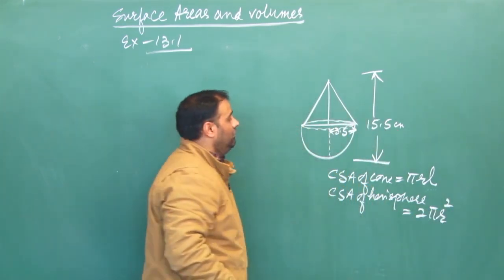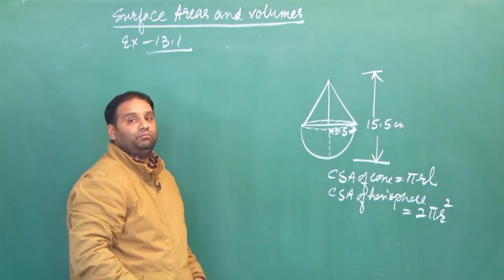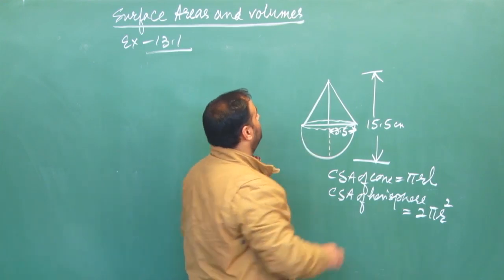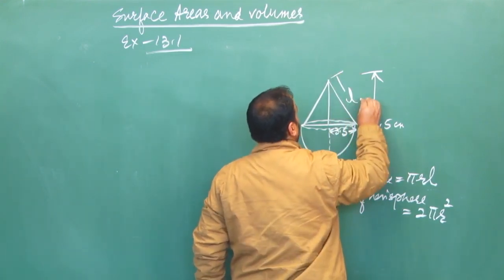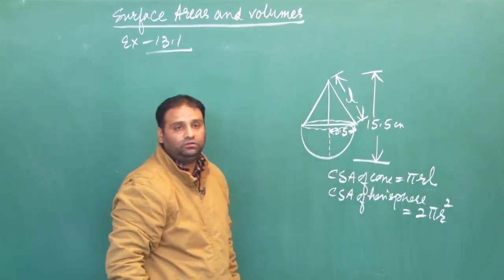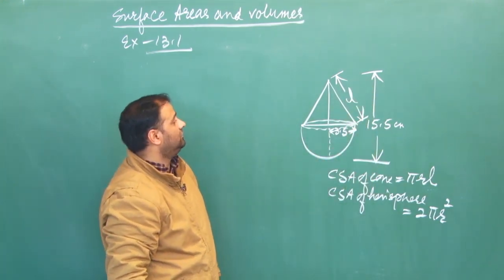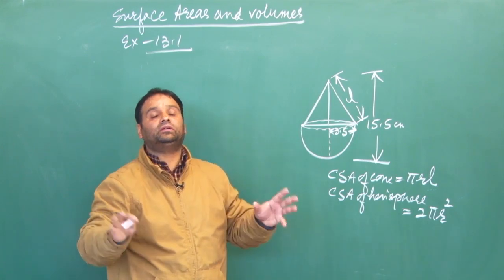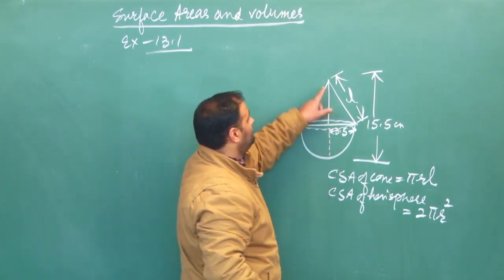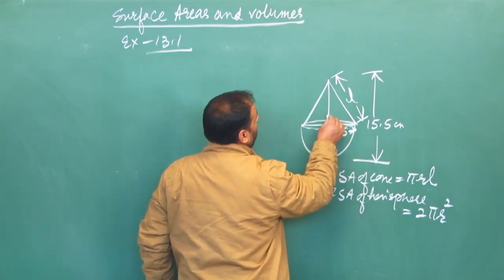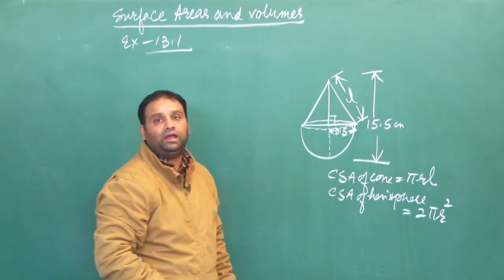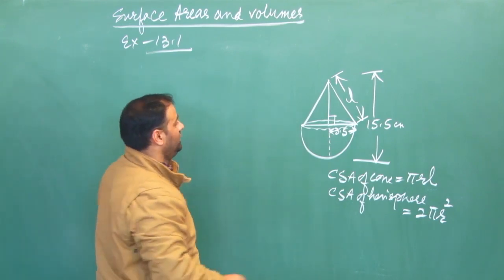Now, what are we missing? We are missing the slant height of the cone. The slant height of the cone is not given, and we need it in order to find the curved surface area of the cone. How can this be done? The height and the slant height with the radius form a right triangle, and we apply the Pythagoras theorem to find the slant height.